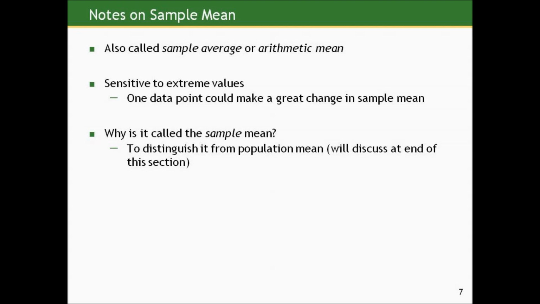One thing that's important to note about this, and we'll talk about later again, is that the mean is a great measure of central tendency, but it is sensitive to extreme values. One data point can make a great change in the value of the sample mean, especially in smaller samples. Why is it called the sample mean? That's to distinguish it from something called the population mean, the thing we really want to know but can't get, so we have to estimate it via an imperfect subset of observations from that population, and we'll talk more about that at the end of this section.